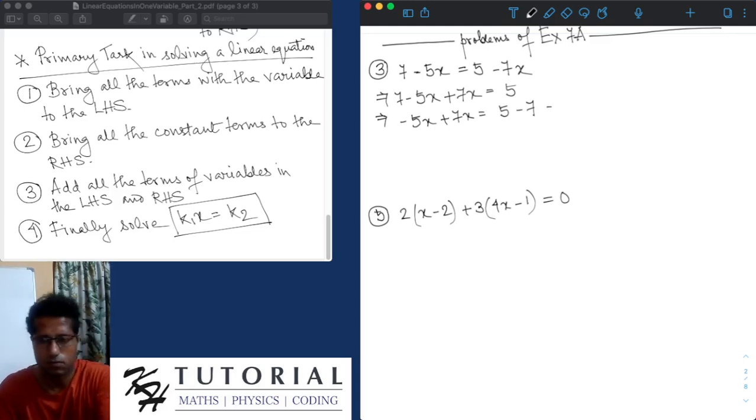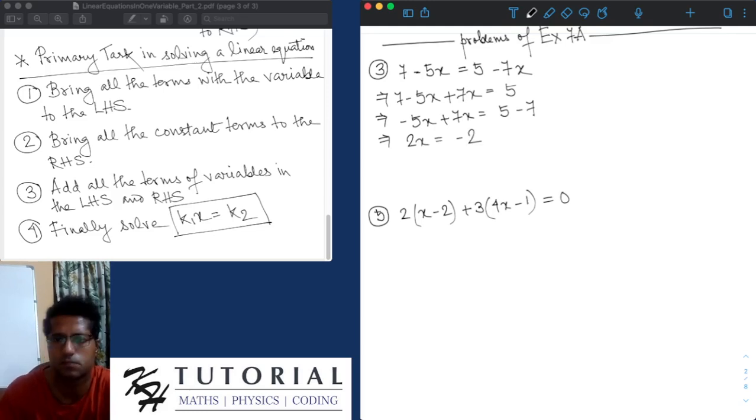Now, as per points 1, 2, 3, 4 in the notes, I will add up all the variable terms in the LHS and all the constant terms in the RHS, and we get minus 5x plus 7x is 2x, and the right hand side becomes minus 2. Now from here we got the form k1x equals k2, so we can easily say that x is minus 2 divided by 2.